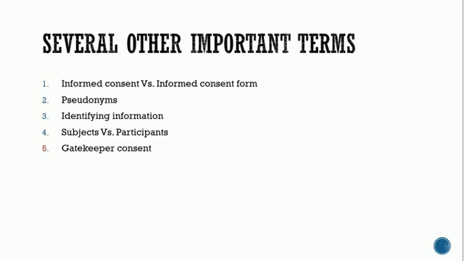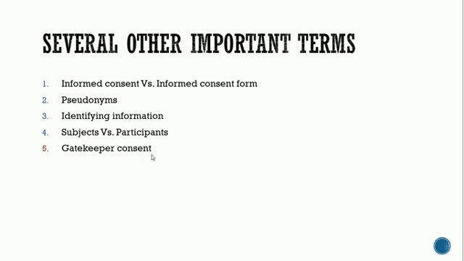And then the last but not least is gatekeeper consent. This is essentially the agreement that's given by the gatekeeper. So who is the gatekeeper? The gatekeeper is the one that is in charge of a certain institution or certain area in which we want to conduct the research. For example, you want to conduct research in a study program or in a certain department, then the gatekeeper would be the head of the department.